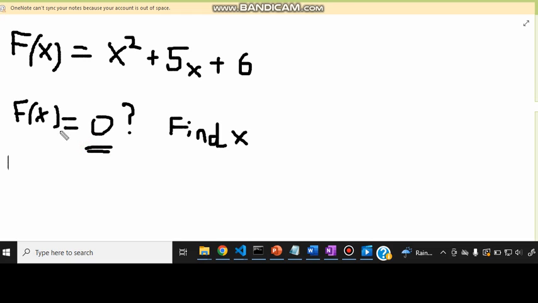Okay. So if f of x is equal to 0, find x. So we know the output this time, so it's different. We know the output, but we don't know the input. Okay? So if f of x is equal to 0, find x. So how do we solve this? You can pause the video to see if you can do this. You might remember how to do it from before. But if not, I'll go through it now.